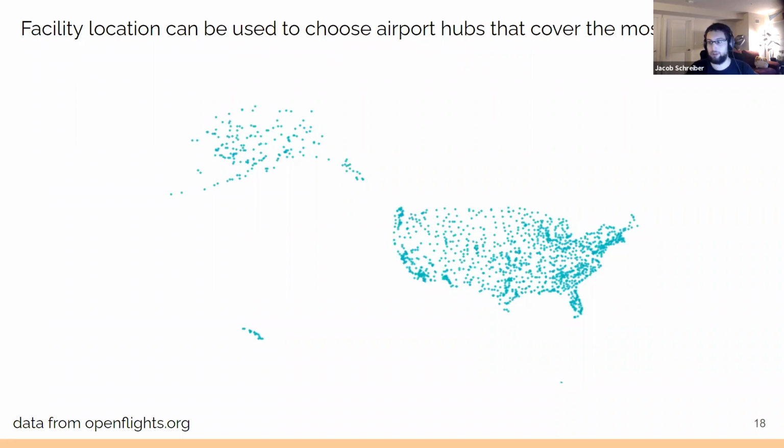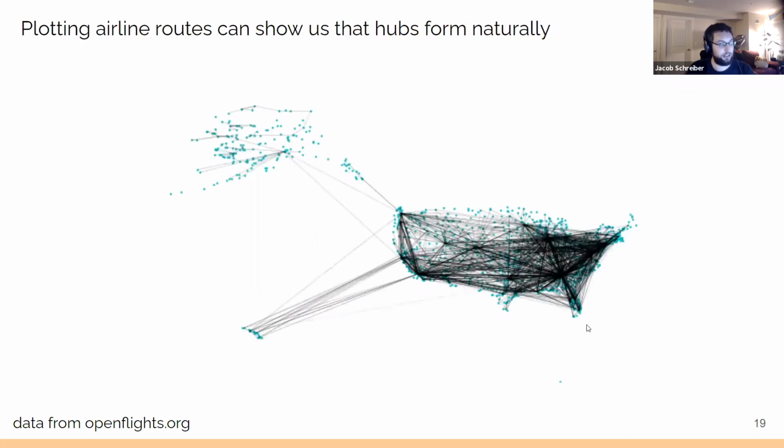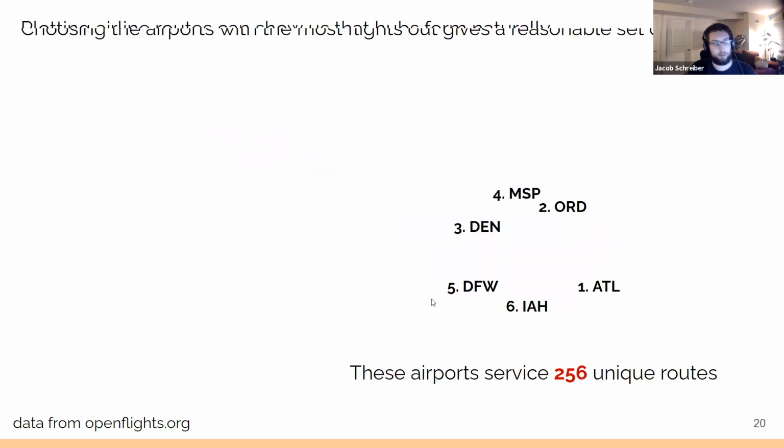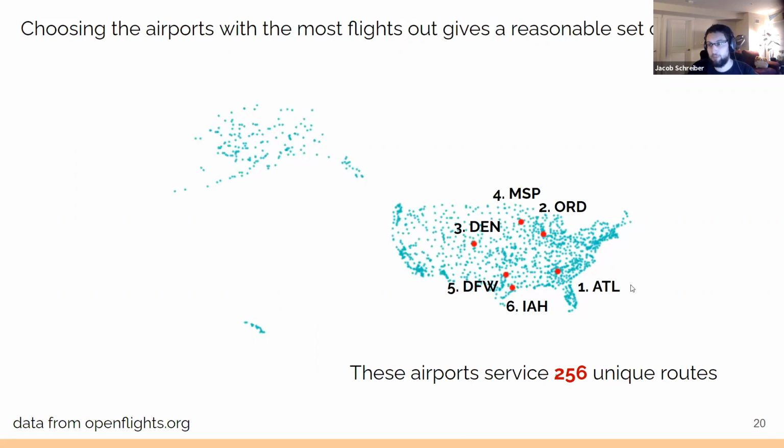So here are all the airports that are located in the United States according to OpenFlights. And when you connect them, you see a bunch of hubs starting to emerge. This is by no means all of the flights that occur in the United States. These are just the ones that were in the OpenFlights database at the time that I downloaded them. If you take the airports that have the most number of flights total, the airports service a total number of 256 unique routes. And they include some of the airports you would expect, like Atlanta is definitely going to be a hub. Chicago is probably going to be a hub. Denver's a hub. These are classic hubs that almost every airline has.